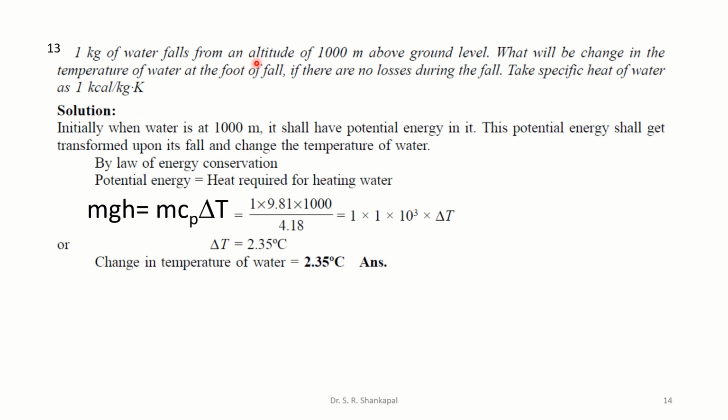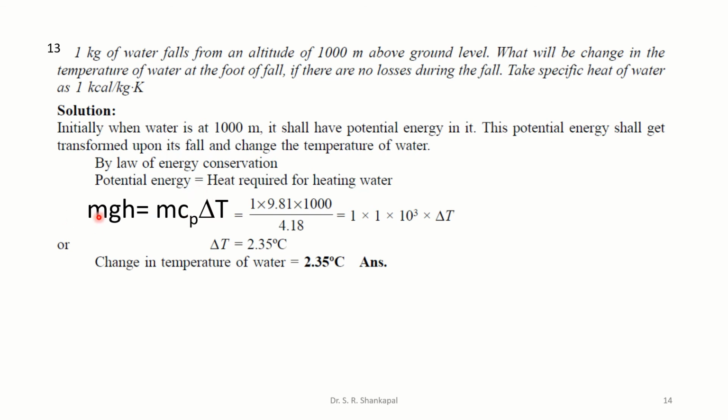1 kg of water falls from an altitude of 1000 meters above ground level. What will be the change in the temperature of water at the foot of the fall if there are no losses during the fall? Take the specific heat of water as 1 kilocalorie per kg. Energy can neither be created nor destroyed. So it has kinetic energy, and this kinetic energy has to be converted into thermal energy. So the equation is: mgh, the energy loss, should be equal to the gain in thermal energy.